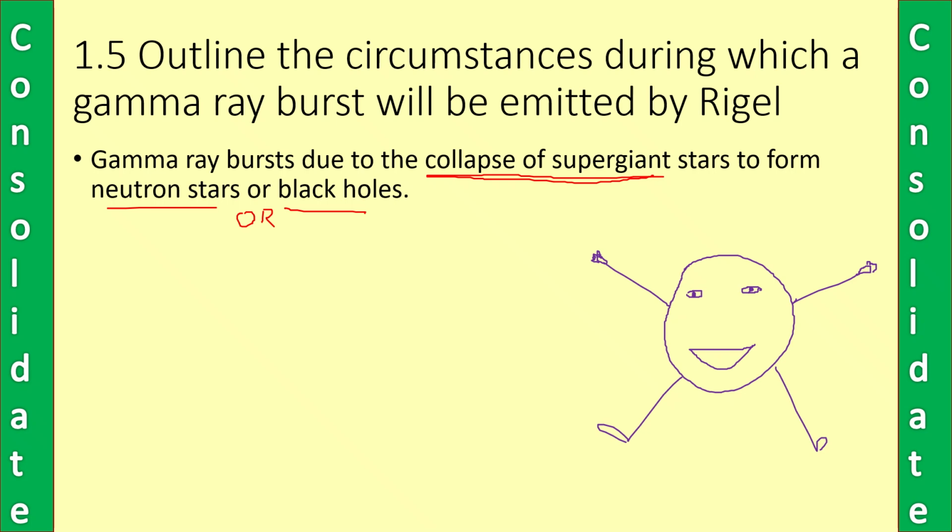The mark scheme says ignore references to supernova. That means you don't lose marks if you included supernova in your answer, but it's also not credit-worthy, you don't get any credit for saying supernova.